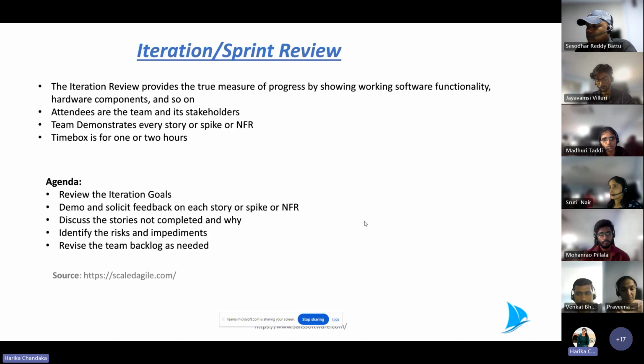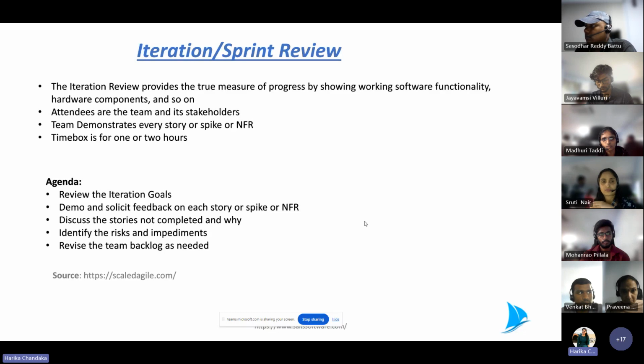And identify the risks and impediments. Of course, this is done as usual. Revise the team backlog as needed. Based on this review, most of the stories that are not done will be pushed to the next sprint, or continuation stories will be created. And we'll again review the team's backlog, which we do in the backlog refinement call.